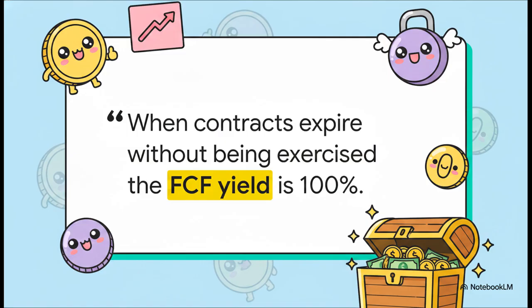When contracts expire without being exercised, the FCF yield is 100%. Just think about what that actually means in practice. If you sell a put option, you collect that premium up front. If the stock just stays above your strike price, well, the option expires completely worthless to the buyer. You don't have to buy the underlying stock at all. Your replacement cost is literally zero, meaning you keep every single penny of that initial premium. That golden rule is what's steering this entire transaction set.